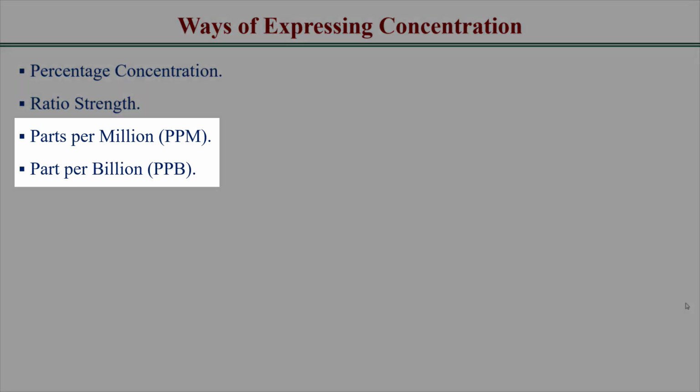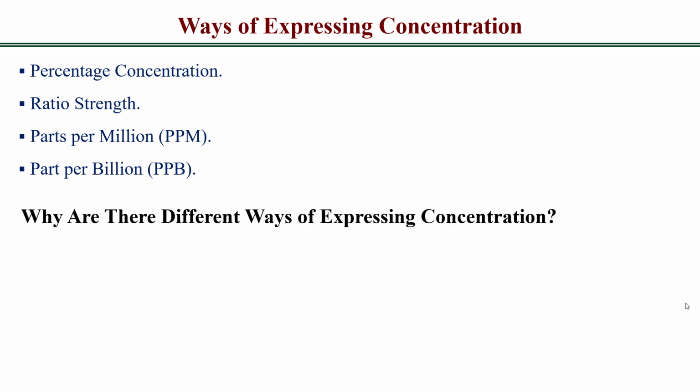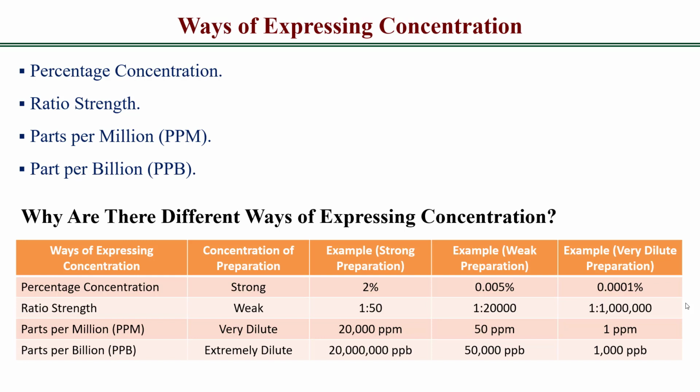But PPM and PPB are often encountered in prescription writing and are particularly useful when you want to describe the concentration of very dilute preparations. So once again, why are there different ways of expressing concentration? That depends on the strength of the solution. If you have a strong preparation, you normally will use percentage concentration. If you have a weak preparation, you're going to use ratio strength. When you have really dilute preparations, then you want to use PPM and PPB. And it's because of that you want to be masters of this type of calculation.